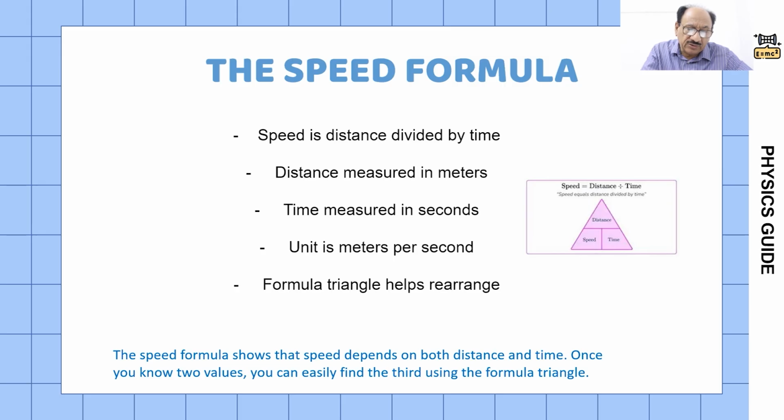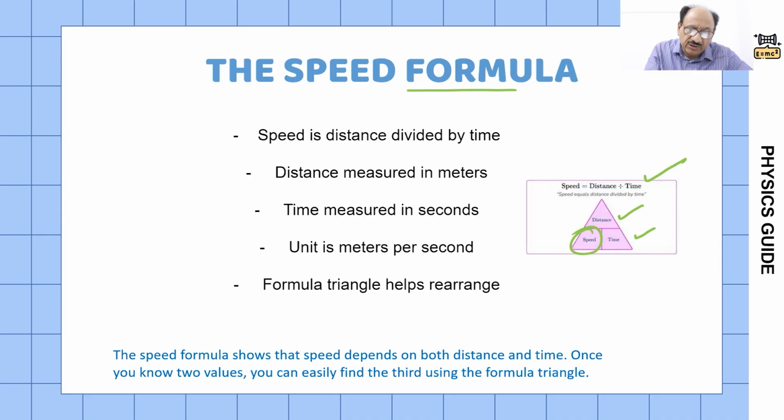How can we calculate the speed? The formula of speed we can discuss in the form of a triangle. Speed is equal to distance divided by time, and we can have a triangle of variables also. So distance, speed and time. Speed is equal to distance divided by time. Similarly, distance is equal to speed times time, and time is equal to distance over speed.